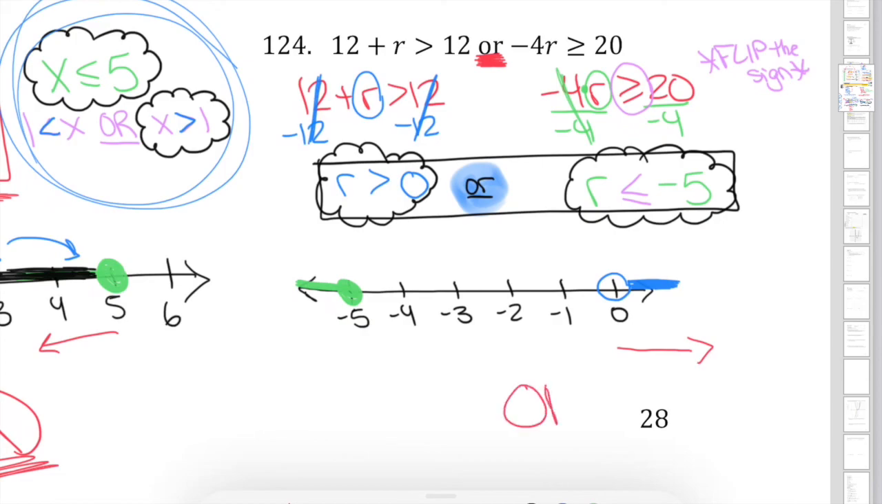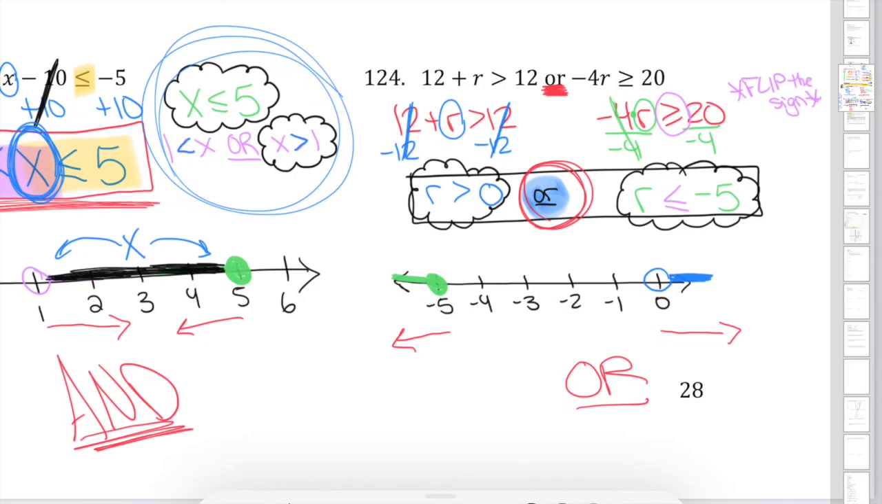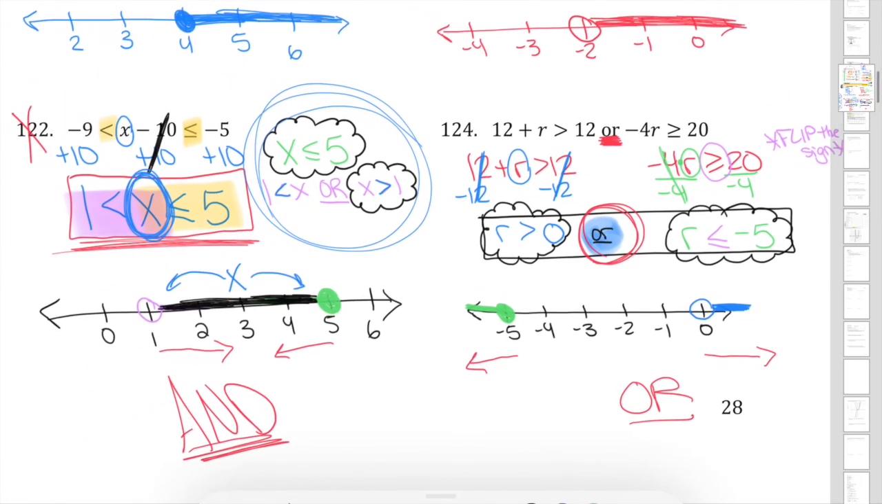You can either be greater than 0 or you can be less than or equal to negative 5. There are no numbers at all, ever, that are bigger than 0 and smaller than negative 5. It's impossible. So that's why they're shaded away from each other. All or problems are going to be shaded away from each other, if that helps give you a little bit of a hint, because again, it's impossible to have the overlap like we had in the last problem with an and. Ors are this or that.